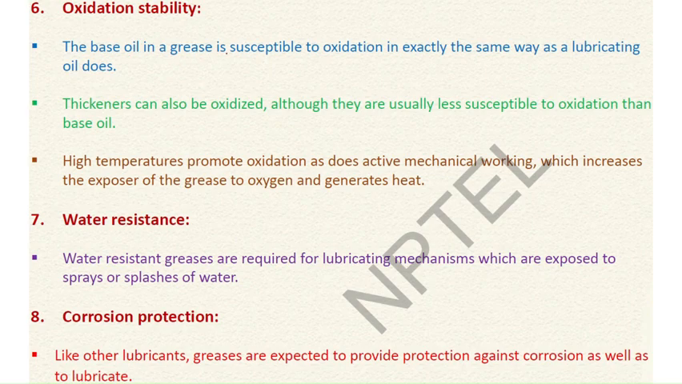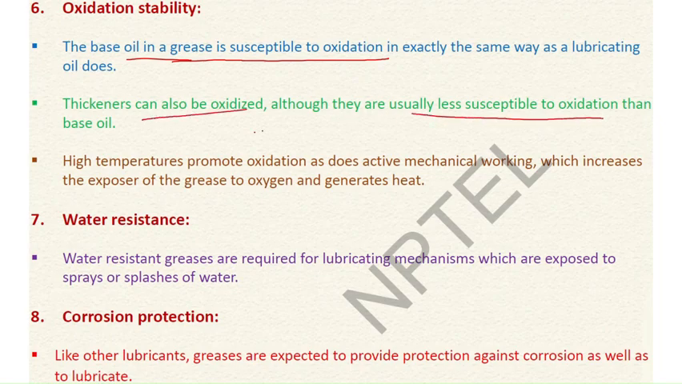Oxidation stability. The base oil in a grease is susceptible to oxidation in exactly the same way as lubricating oil is. Thickeners can also be oxidized, although they are less susceptible to oxidation than the base oil. High temperature promotes oxidation, as does active mechanical working, which increases the exposure of the grease to oxygen and generates heat. Moreover, if it is subjected to very active mechanical working, it can oxidize through exposure to oxygen.